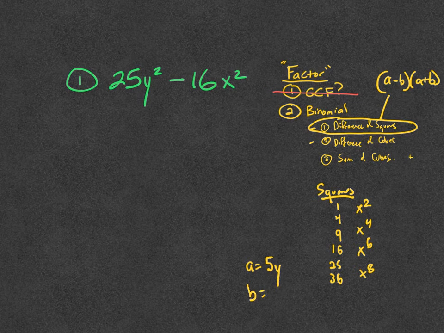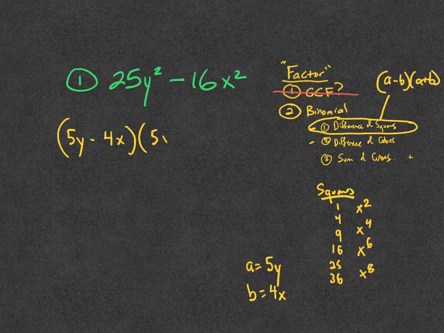And then the same with b. B is going to be the square root of the second term. So square root of 16 is 4. Square root of x squared is x. So your a is 5y, your b is 4x. So when we do a minus b, and then we do a plus b.